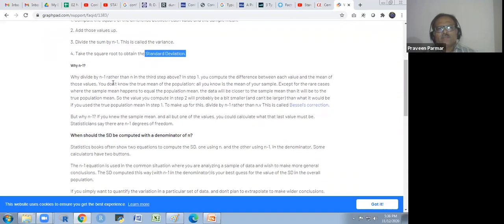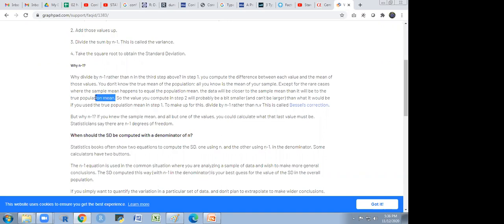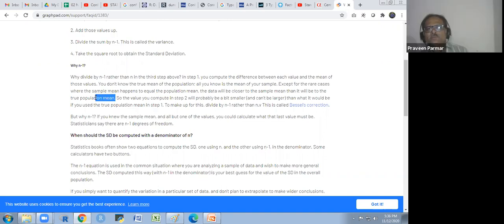So why n minus 1? We divide by n minus 1 rather than n in the third step above. In step 1, we compute the difference. So there is nothing clear-cut if you read it. You don't know the true mean of the population. All you know is the mean of your sample, except in rare cases where the sample mean happens to equal the population mean. The data will be closer to the sample mean than to the true population mean. That's why the value you compute in step 2 will probably be a bit smaller, it can't be larger.